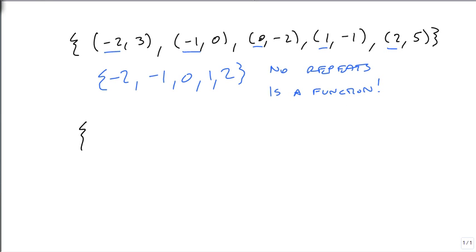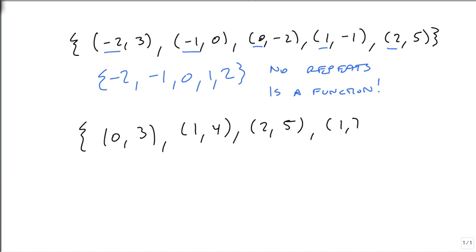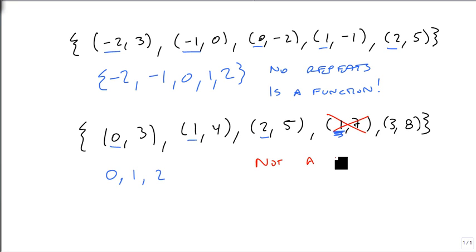If I have another set, let's say that we have (0, 3), (1, 4), (2, 5), (1, 7), and (3, 8). Now when we run through it, there's only one 0. We have a 1. We have a 2, but as soon as I see this second one, that point right there says not a function because we have repeats. So whether you have a list of points or a mapping, you're just looking for arrows and repeats to determine if it's a function or not.